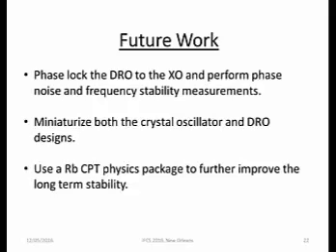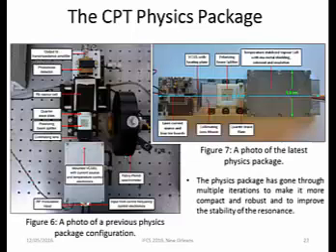conduct measurements on the full local oscillator chain, continue miniaturizing and optimizing the DRO and the Crystal Oscillator designs, and eventually lock that local oscillator to a rubidium CPT physics package, which we have been developing from scratch, and it's gone through multiple iterations, each one making it more compact and more robust. But this is still, again, work which is ongoing.